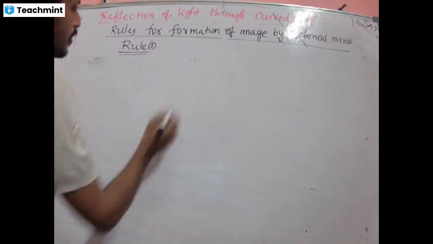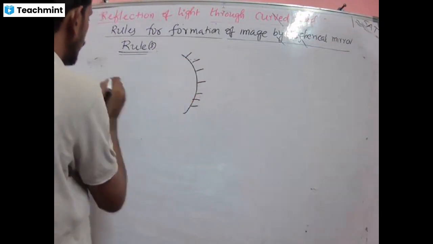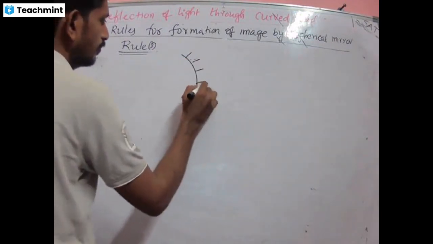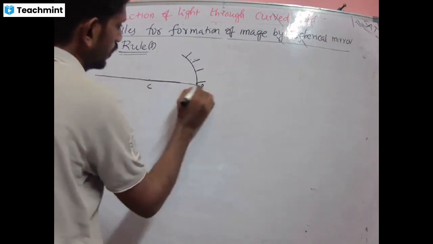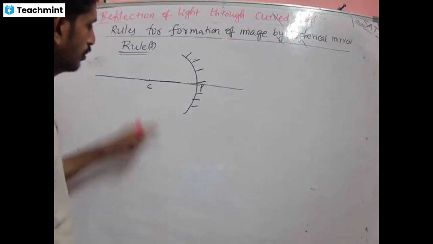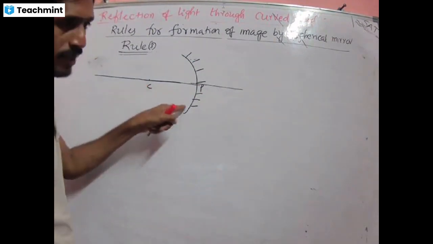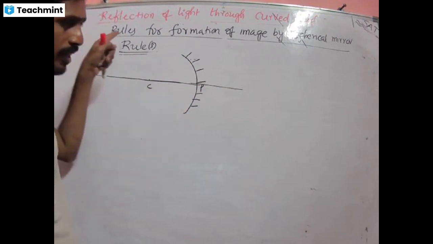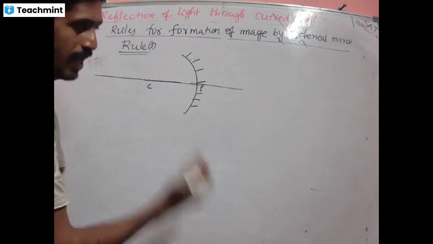Rule number 3 here. I take a concave mirror. This is the pole. This is the center of curvature. The line joining the center of curvature and the pole is called the principal axis. The ray which is passing through the center of curvature, after reflection, is reflected back along the same path.